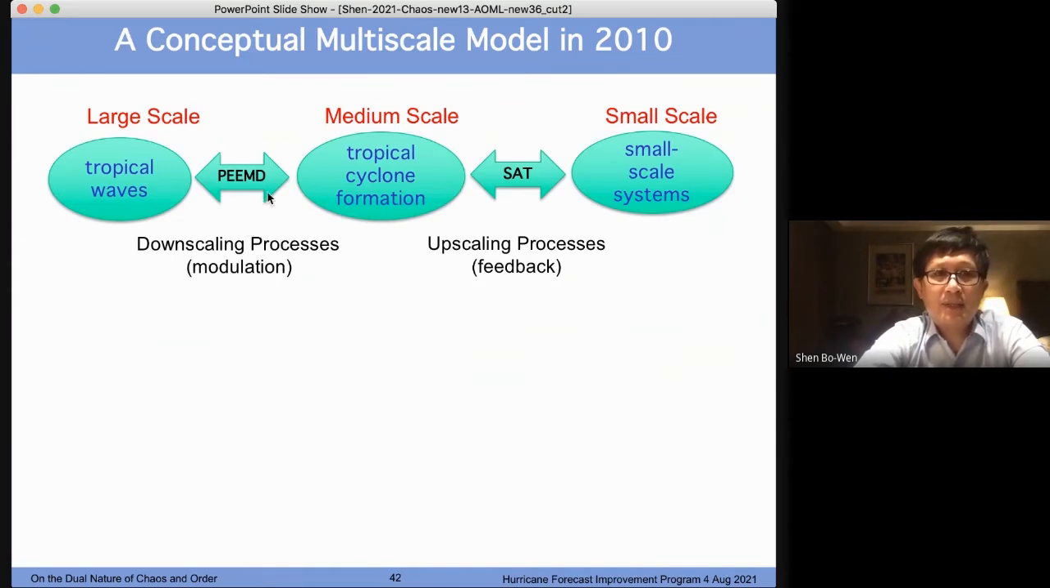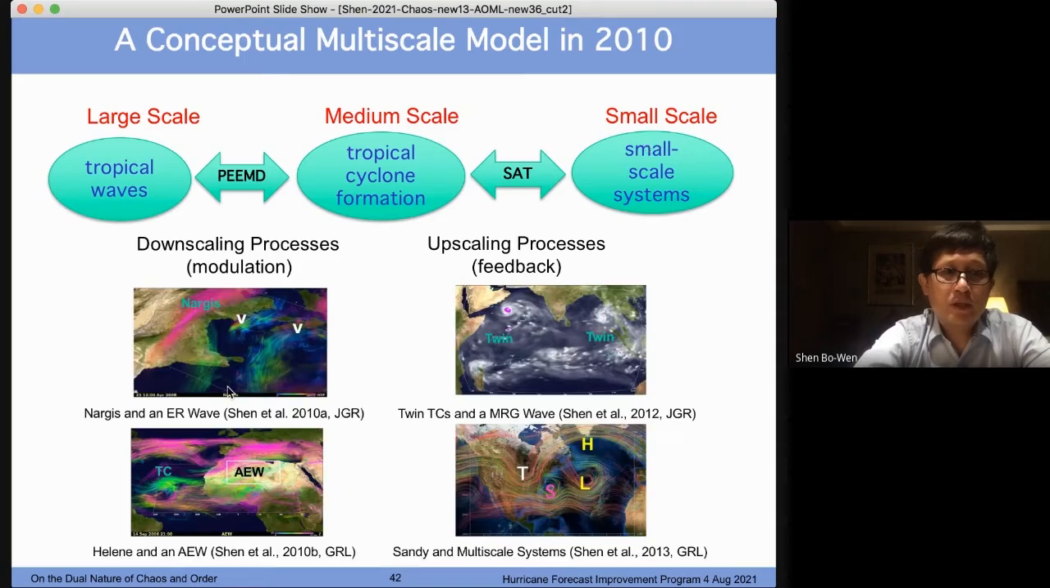At an earlier time when I presented this, I often provided the following analogies. For example, if we focus on the performance of a department, we would like to receive strong support from the school or college. We also would like to receive strong support from individual faculty. During the past several years, we have published papers focused on the relationship between tropical cyclone formation and equatorial tropical waves, large-scale waves, including equatorial Rossby waves, mixed Rossby gravity waves, African easterly waves, and the multiscale processes.